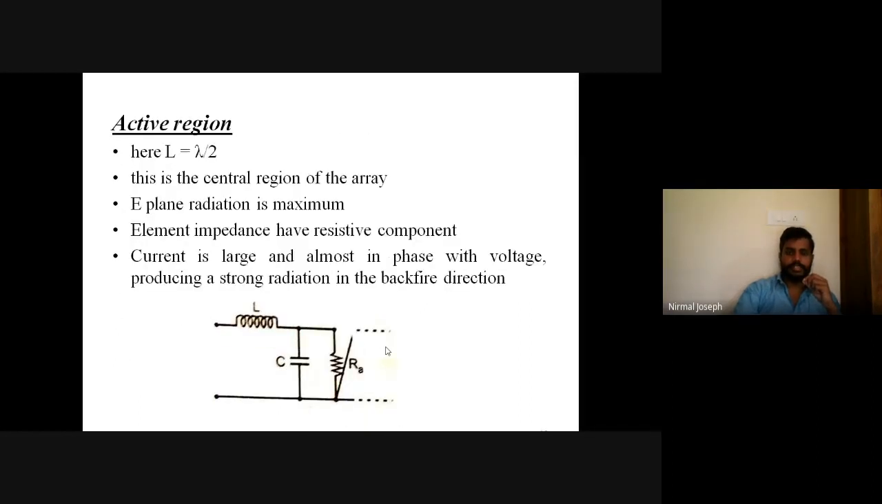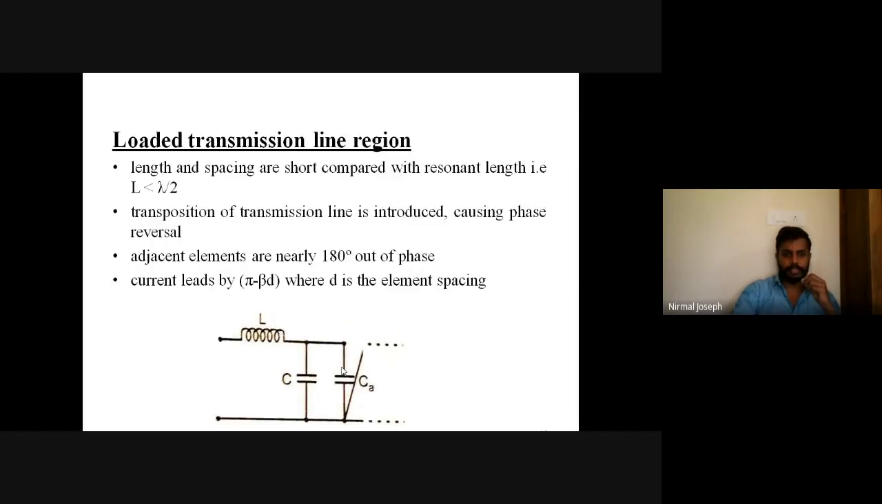Next one is the active region. Active region is what? That is the resistive region, as you can see here, on resistance. And I already told in the previous case to substitute L is equal to lambda by 2. Here I have told you, just substitute d is equal to lambda by 2 for L. Both are same only because all the ratios are giving the same.